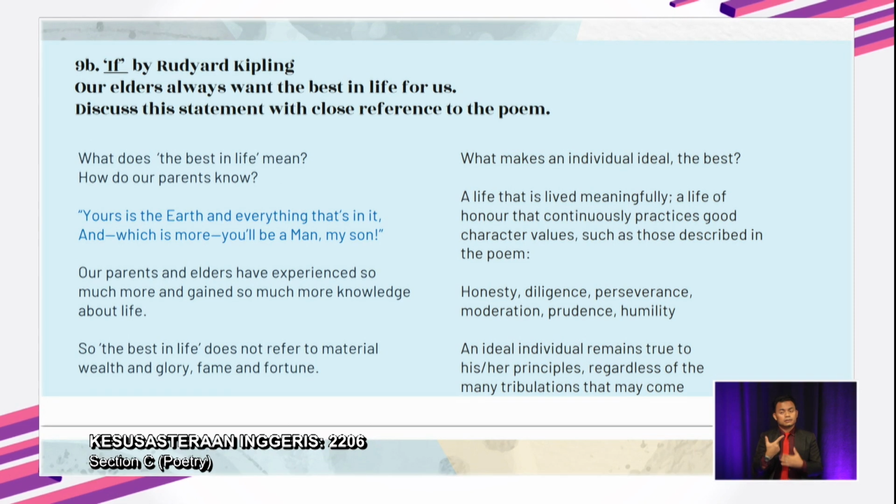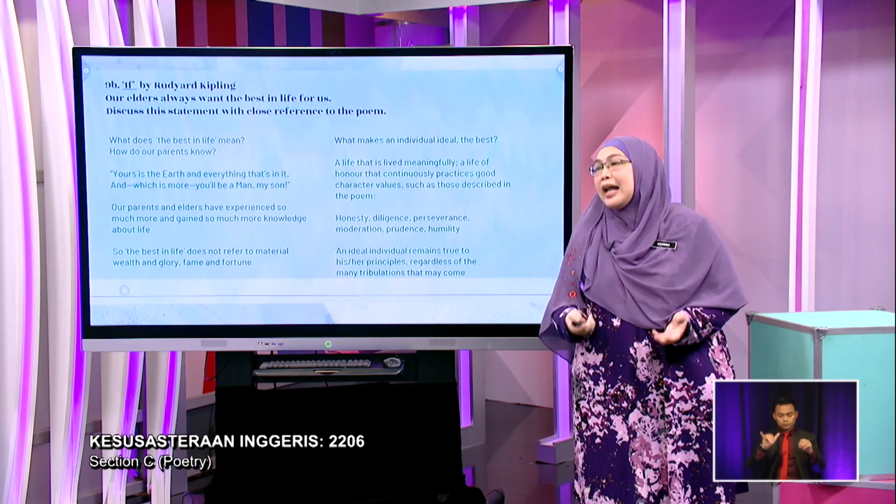As those points on the slide there show, it's clear that when Kipling wrote this poem, he did not mean the best in life to refer to material wealth. He did not mean the best in life to refer to glory, fame, and fortune. Rather, he wanted his young son, if you know your historical context, you know that he wrote this poem for his young son. He wanted his son to grow up as a man of honor, a man of great principles, a man who had good, strong values.